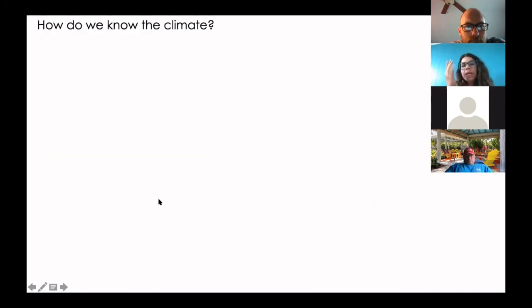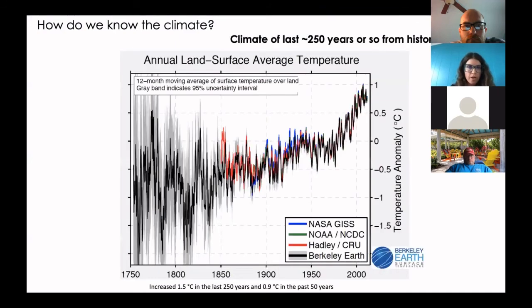Okay, so now we get into some of what my specialty is, and I keep this very brief because farmers are really interested in the now and the future, but I also want to put this in some context in terms of what we know about the Earth. So we know the climate of the last 250 years or so from historical records, from weather stations and from written records.